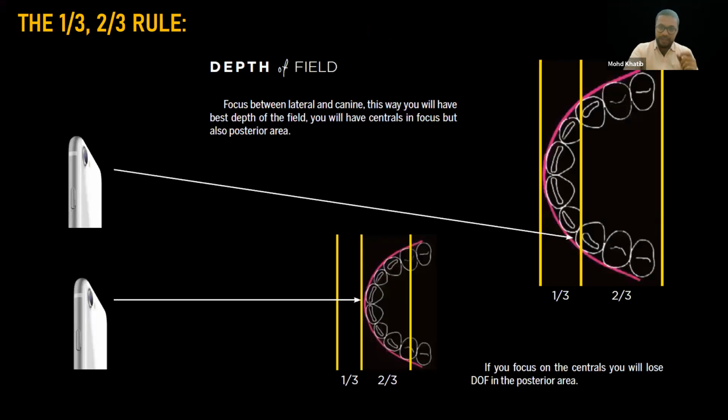Now please understand this. In depth of field, always follow the rule of 1/3 and 2/3. This is a very important rule for dental photography. What happens? Our dental arch, either upper or lower, is an arch shape. It's not a straight line.